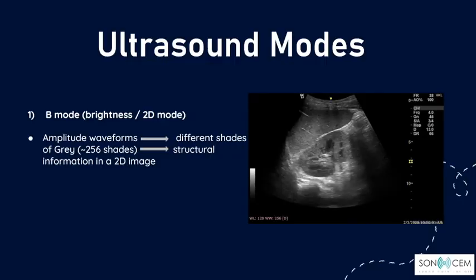We have three types of ultrasound mode, which are B mode, M mode, and D mode. B mode, also known as brightness mode, is a 2D image represented by different shades of grey. These different shades of grey are converted from amplitude waveforms.